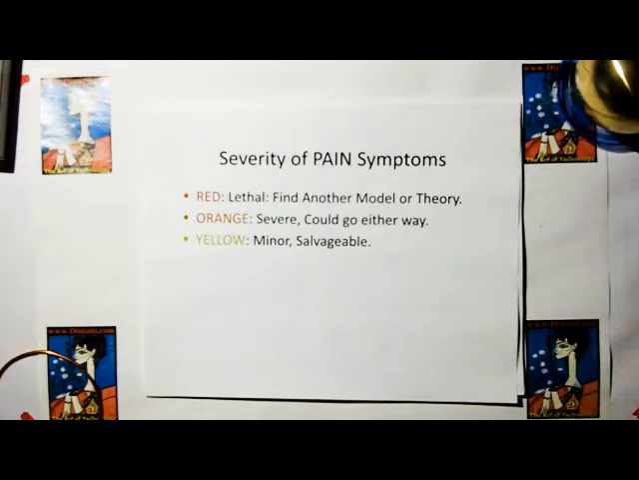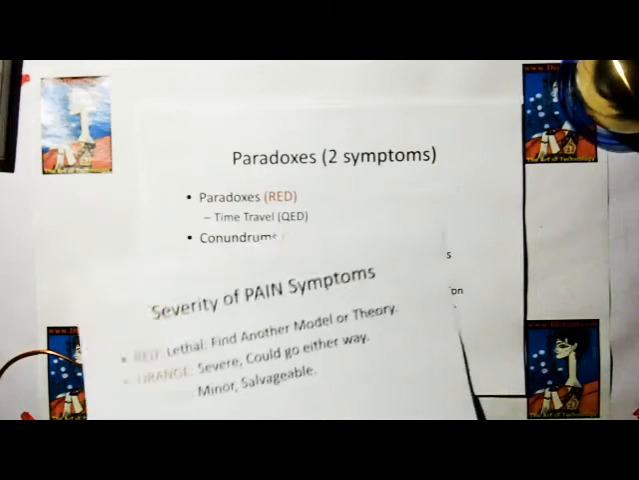We're going to discuss the severity of pain symptoms, red being lethal, find another model or theory. Orange could go either way. It could either be severe or it could be minor and it could be salvageable. Either way, it's going to require some work. Yellow is a minor problem, which is most likely salvageable.